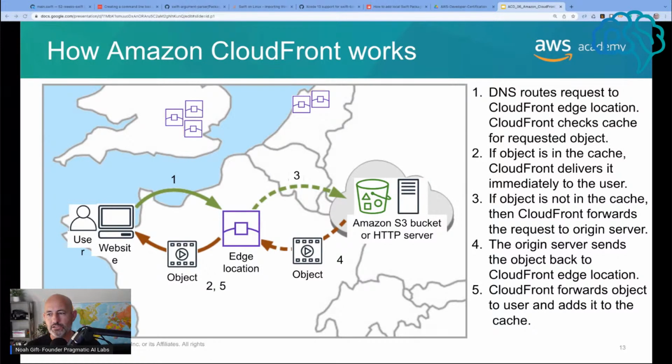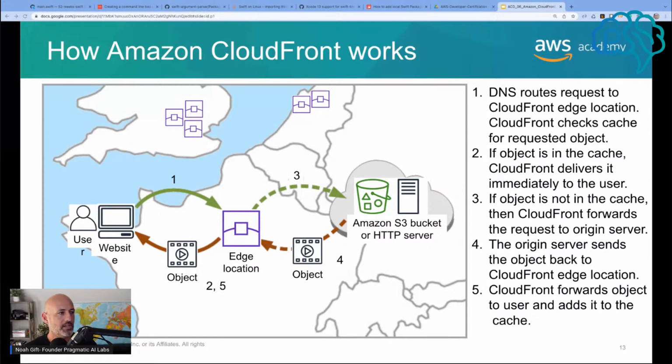Now, how does CloudFront actually work? This is one of the big questions. In a nutshell, you have an application you're hosting on a server. Maybe it's a static website using S3, and you're in Germany and you have a user in France. When that user accesses your application and requests an object, let's say it's an image file, the DNS system is going to route the request to the CloudFront location that can best serve the request. So this would typically be the nearest CloudFront edge location.